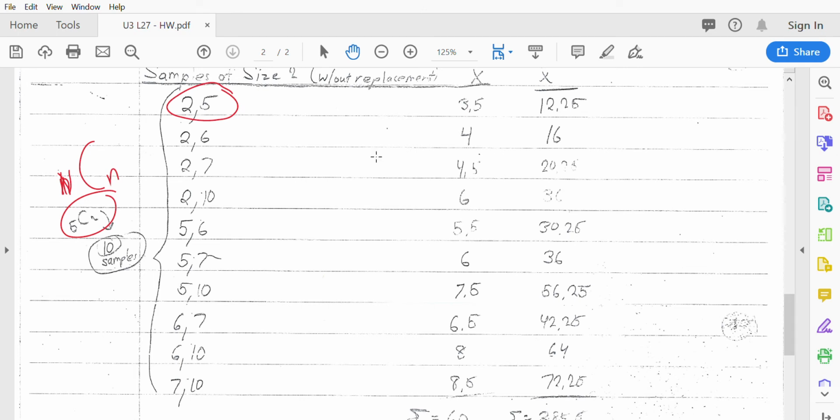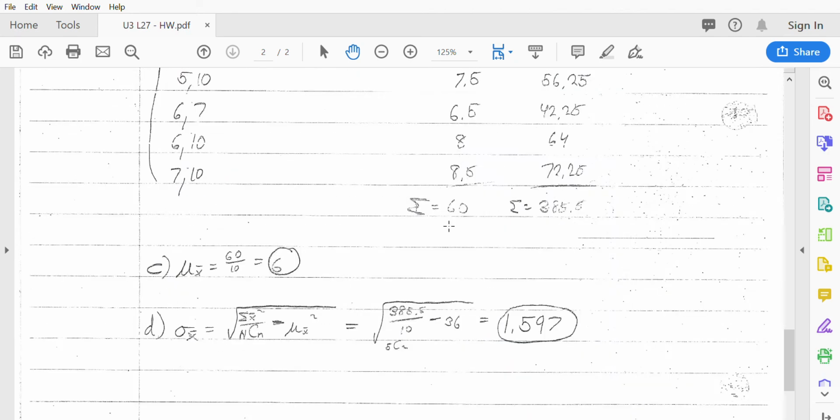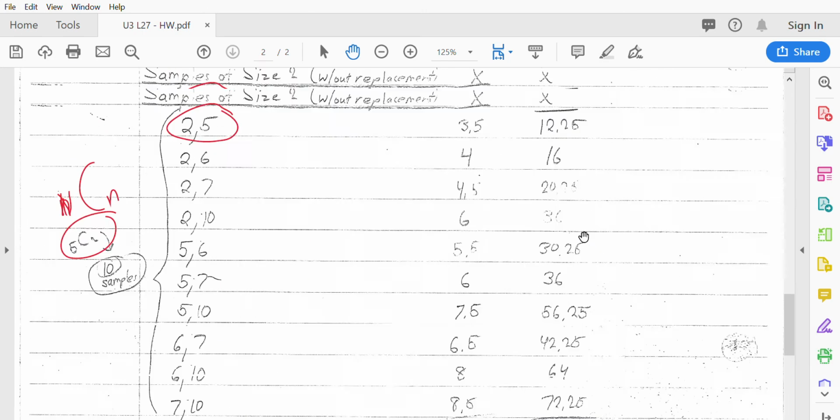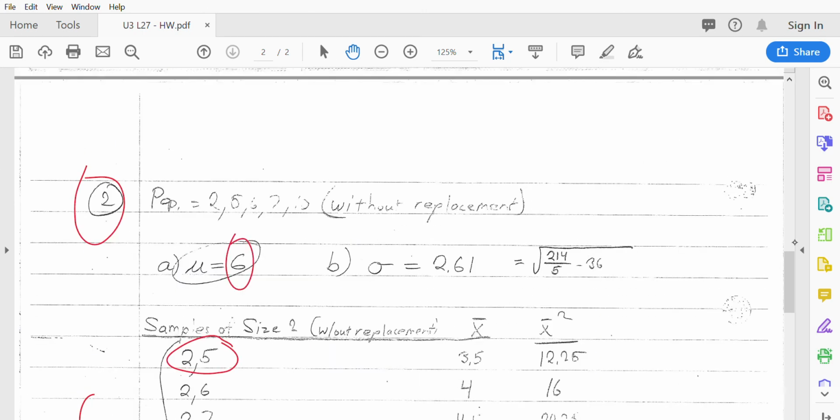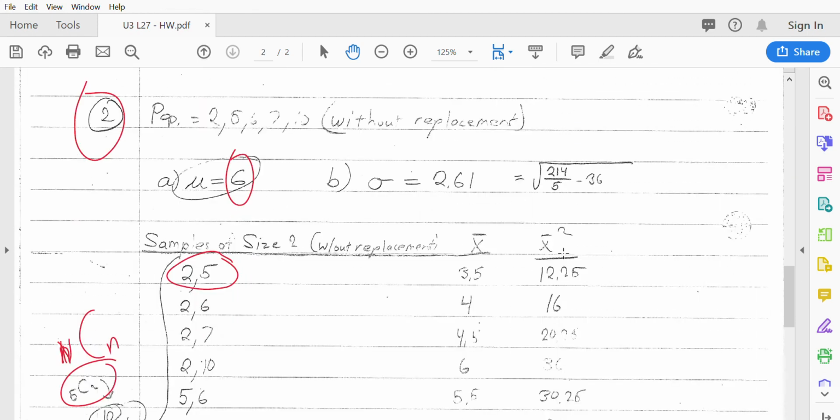All right. Okay, so I found my x bars, summed them up, and the sum of the x bars is 60. I divided by the 10 samples, and I got a mean of 6. This is too coincidental. Timeout. The mean of the population, 6. The mean of the sampling distribution with replacement, 6. And now the mean of the sampling distribution without replacement, 6. There has to be a connection here. There is. We will get to it in our next lecture.